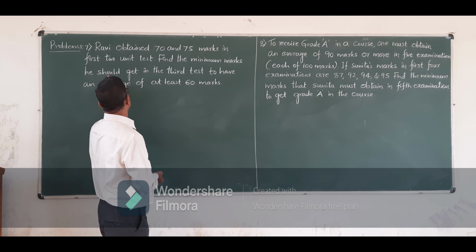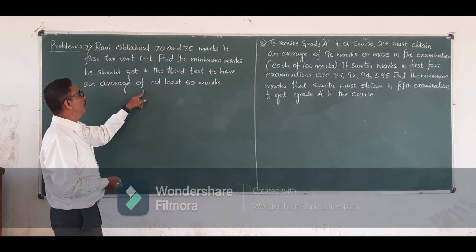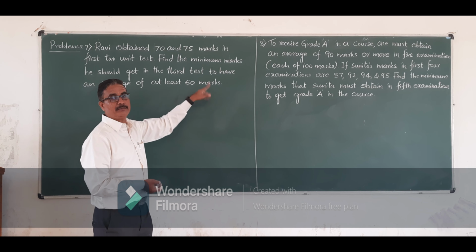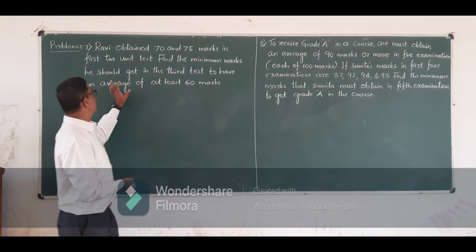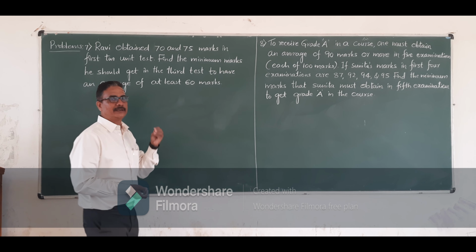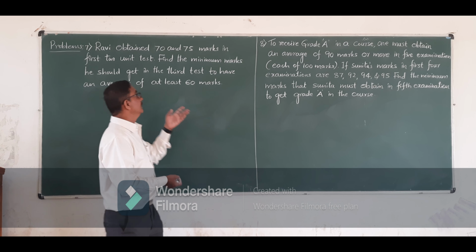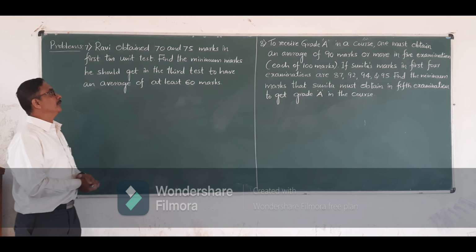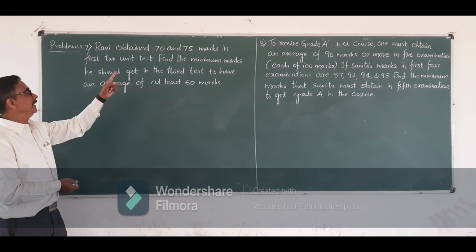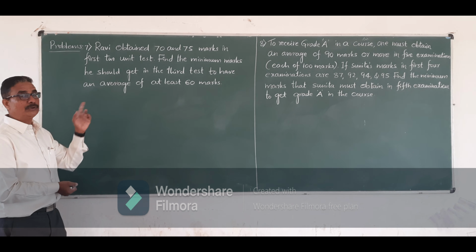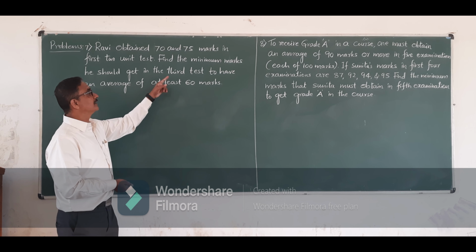Find the minimum marks he should get in the third test to have an average of at least 60 marks. Look, to get at least 60 marks on average, how many marks should he take in the third test, whether we take 35 marks or 40 marks or 80 marks, like that. So Ravi obtained 70 and 75 marks in the first two unit tests. Now the question: find the minimum marks he should get in the third test.